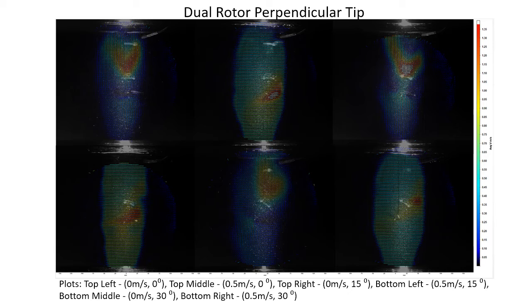This is the dual rotor with the perpendicular configuration with the laser plane at the tip. For this specific laser plane position, we can see the high velocity of the blade, which is the red circle in each graph. You can see it moves down and gets shifted further to the right as you increase the rotor angle.